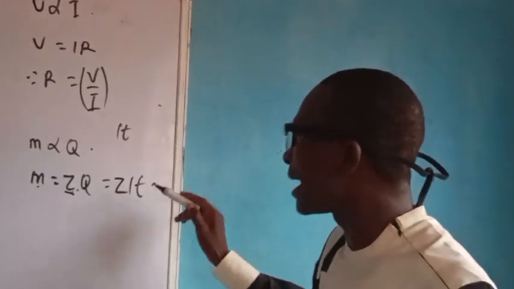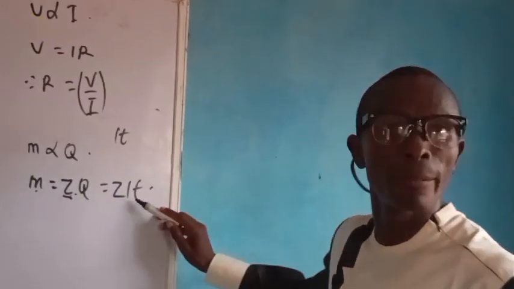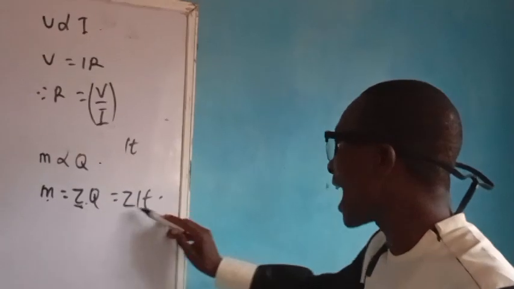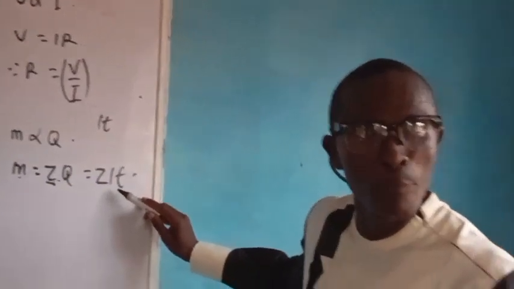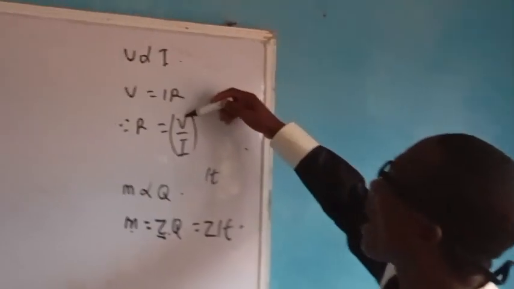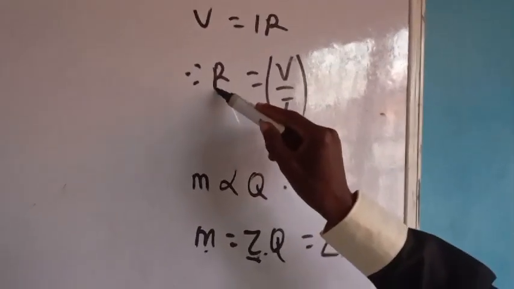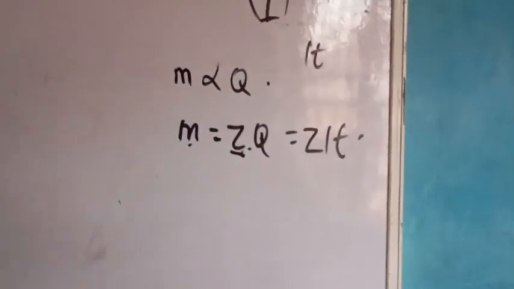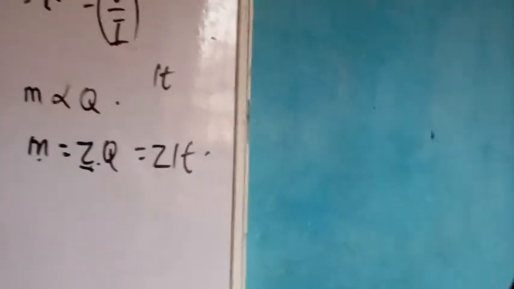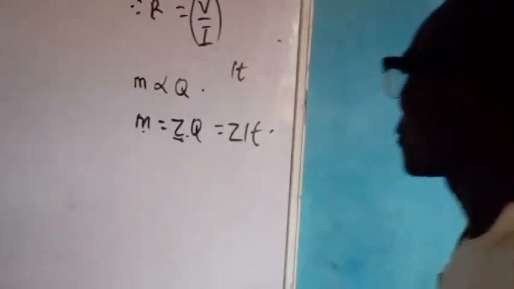Now if you look very well, current is here, there's no voltage here. So voltage and current have no linear relationship. But in an ohmic conductor, look at it here. You have current and voltage, and they have a linear relationship with the resistance. But here now there's no linear relationship. You can talk about voltage and current.